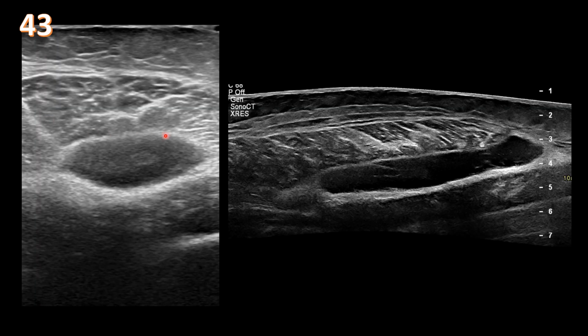Case number 43, we have ultrasound images, transverse and longitudinal of the posterior proximal leg, and we see that there is a lentiform shaped fluid or hypoechoic collection between the soleus and the gastrocnemius. This is the gastrocnemius and the soleus deep to it. So this is an intermuscular hematoma, and we're thinking of a gastrocnemius tear.